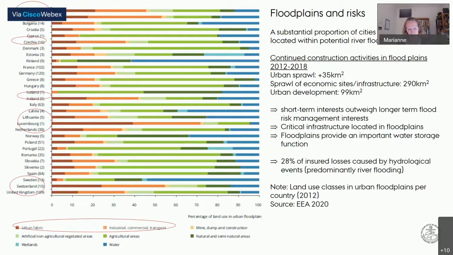And we also find that only 28% of insured losses are caused by hydrological events, predominantly river flooding. So that's far more that is uninsured.